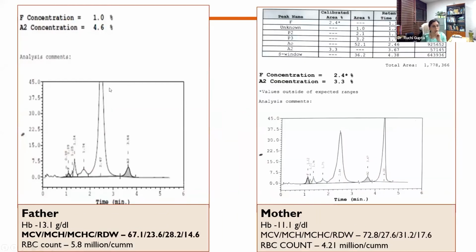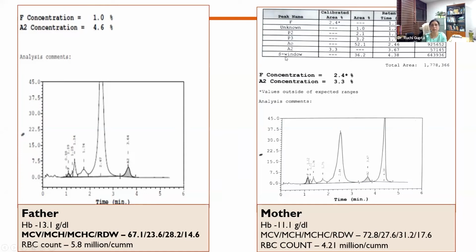So this is the HPLC plot of the father. Here we have a good hemoglobin of 13.1 gram per deciliter. The indices are on the lower side. You have microcytic hypochromic anemia and a raised RBC count. So this is speaking for itself. When you do an HPLC, you have an A2 which is raised to 4.6%. So the father is probably heterozygous for beta thalassemia.